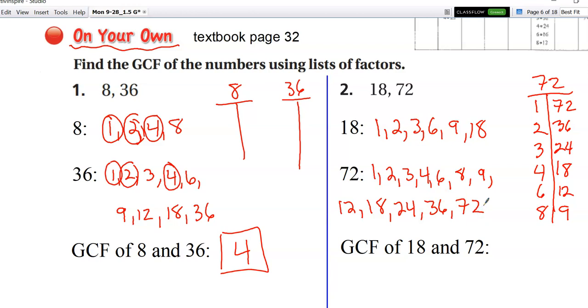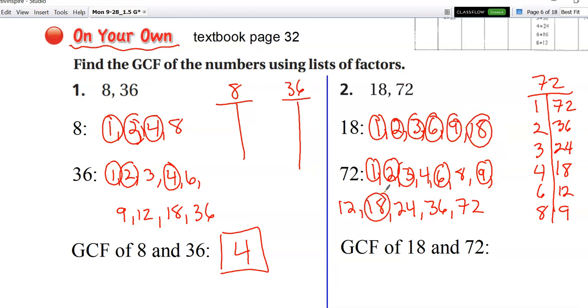show you another method. All right, so the 1 they have in common, they have a 2 in common, they have 3, they both have 6, they both have 9, and they both have 18. So you can see that every single factor in 18 is also in 72, but then there's some more from 72. All right, so out of that whole list of factors, and I've circled all the common factors, the greatest common factor is 18.